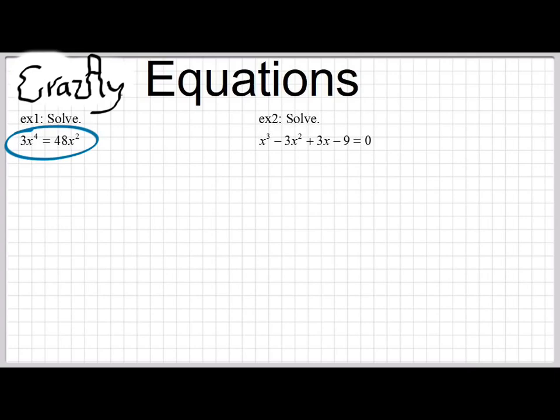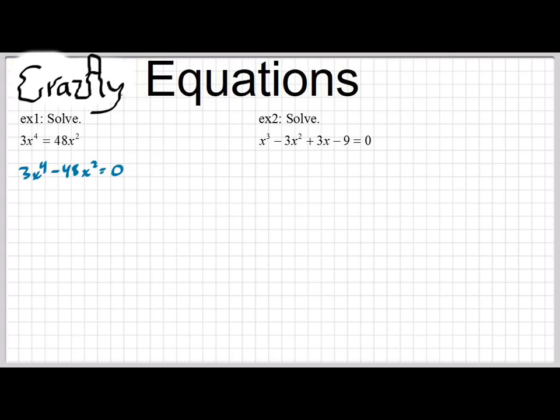All right, we got to solve this one right here. Now, because it has exponents, you have to make this equal to 0 first before you even think about doing something with it. So we have 3x to the 4th minus 48x squared. I subtracted 48x squared from both sides because I want it to equal 0. Once I get everything on one side, my job now is to factor, so that I can use the zero property to solve this.